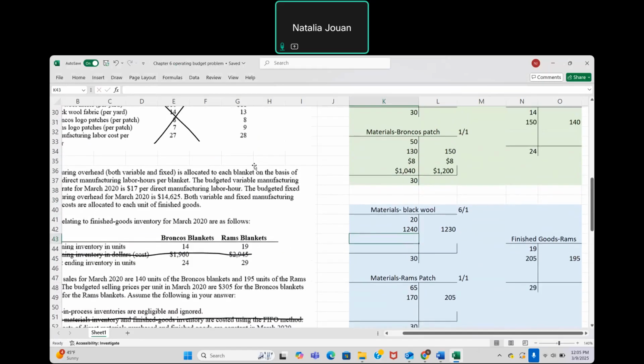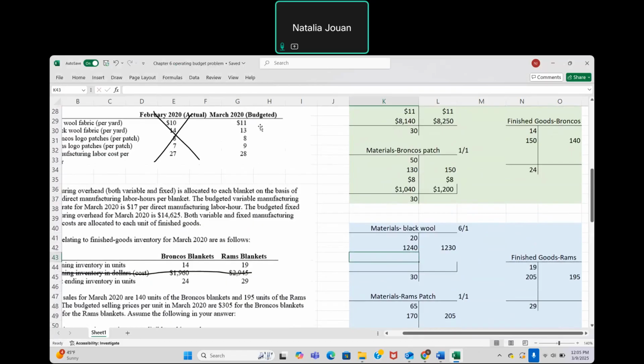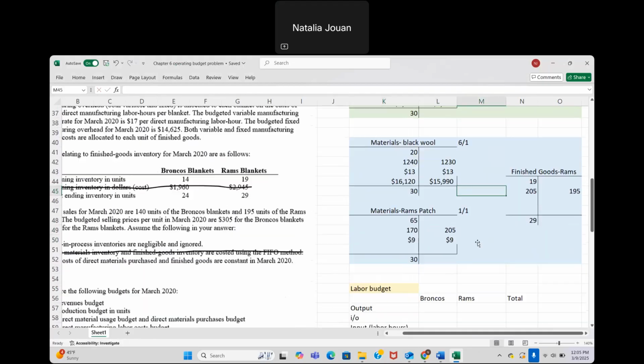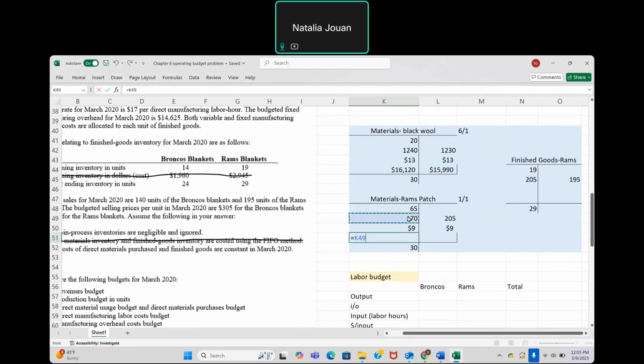See how much this is costing us? The black wool fabric is 13 and the logo patches are 9. So it's a little bit more expensive. Maybe that's why we're selling it for a little bit more. Okay, it costs a little bit more to make. So again, 13 and 9. Let's do the math. 1,240 yards times the $13. There we go. Boom. And same here. 170 patches times 9.